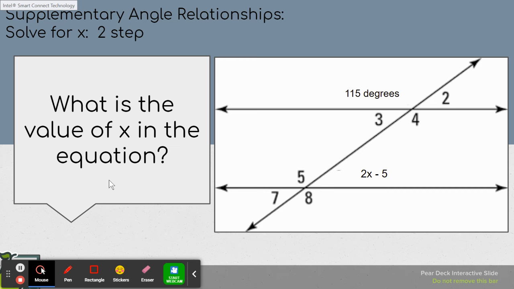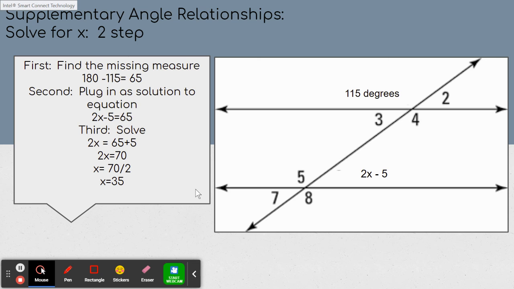We can also do this for two-step equations. So here I've got a known angle of 115 degrees, and we've got a two-step equation for the supplementary angle of 2x minus 5. Again, we would find our missing measure. We know from our previous problem, we do 180 minus 115 equals 65. I purposely didn't change that. It's not always going to be minus 115. It'll be whatever your known angle is.